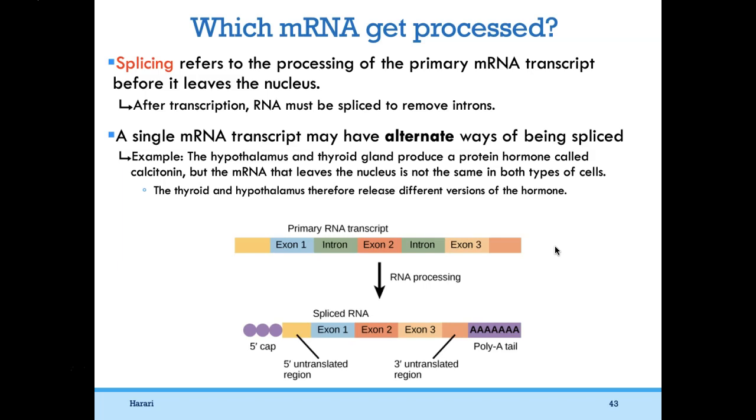So one transcript of mRNA could encode for a hormone called calcitonin. But the hypothalamus in the brain and the thyroid by your throat do very different things, right? They both make that mRNA, but they process it differently. They both make the calcitonin mRNA, but it gets spliced differently, whether it's in the brain or in the thyroid.